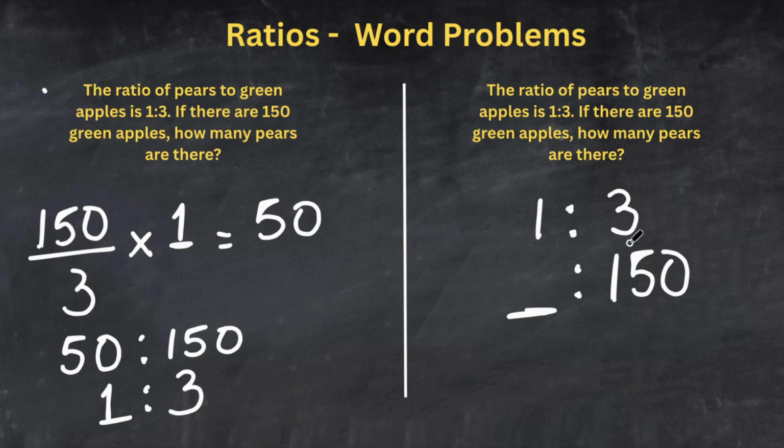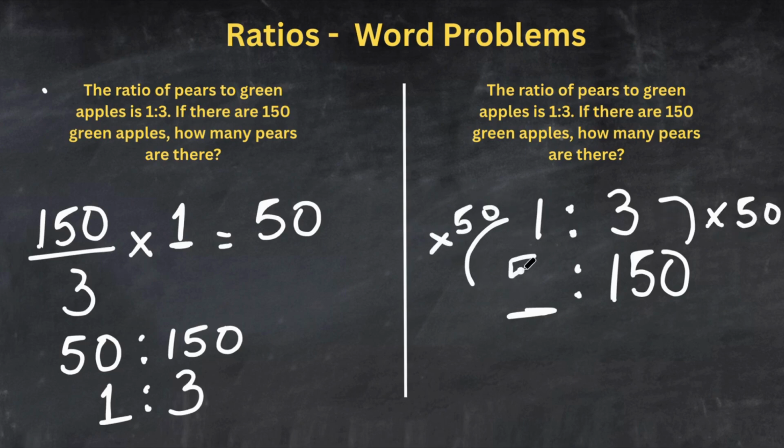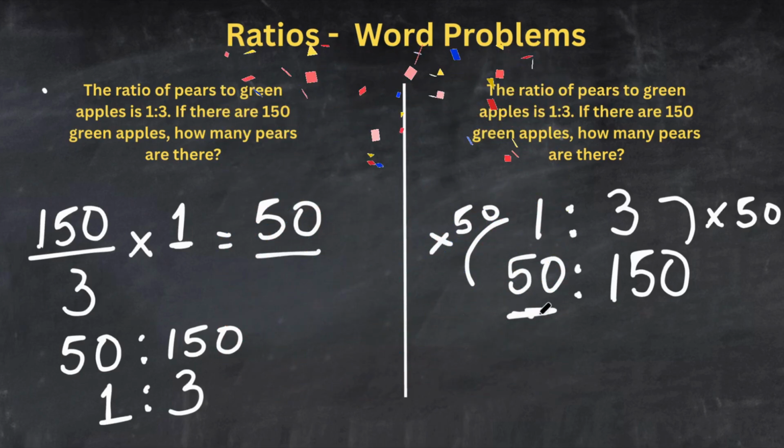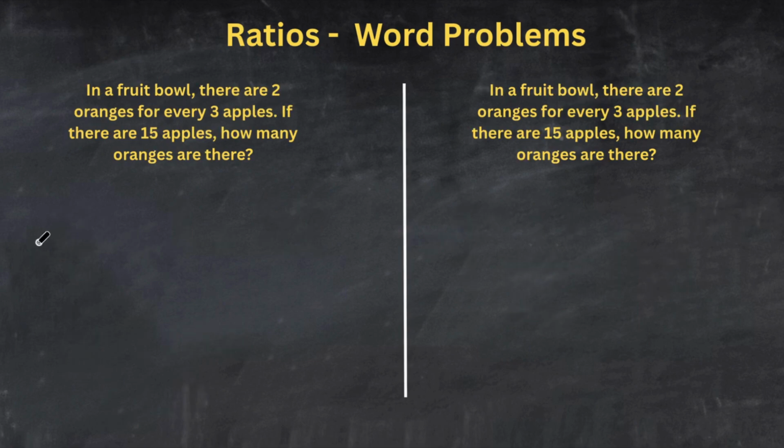Now, how many times did you multiply 3 to get 150? I think it's times 50, right? So you do the same here, you do times 50. And what is 1 times 50? It's 50 itself, right? And you see the same answer you get. So these are 2 ways of dealing with the same problem. You can choose the one that you like, or you can maybe devise your own way of looking at it. It's totally okay.